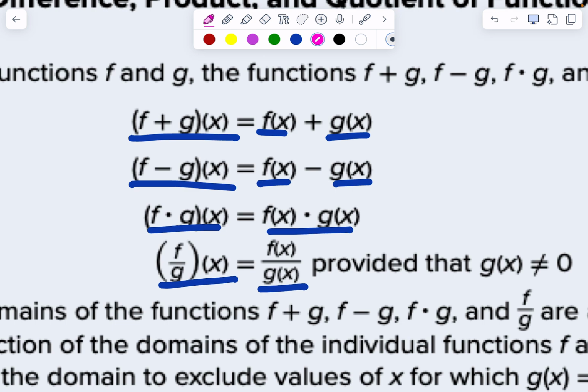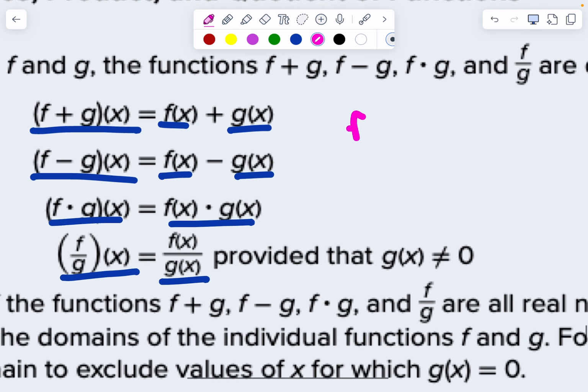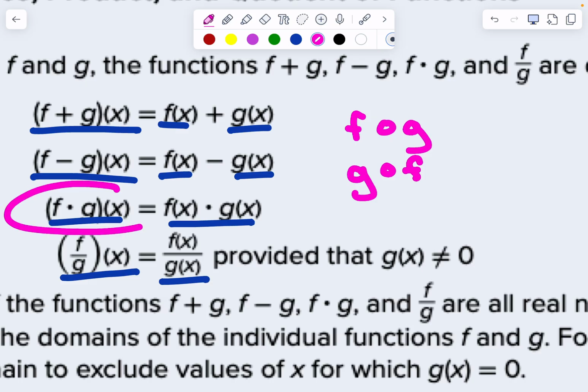Now, we will, here in a bit, take note. F times G. Look at this little circle right here. It is a closed circle. We will eventually be doing F composed of G, which is an open circle, and G composed of F. Those mean something different than this one. This one means multiply. The composition is like shoving functions inside of each other, which we'll get to here in just a bit. But this means multiply.